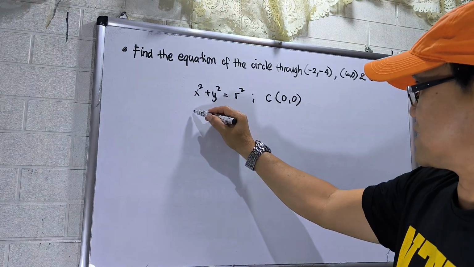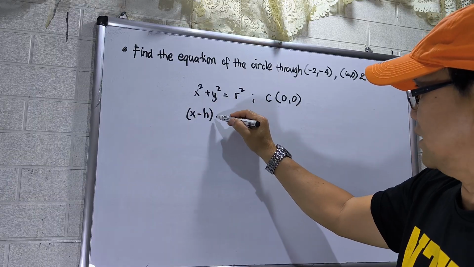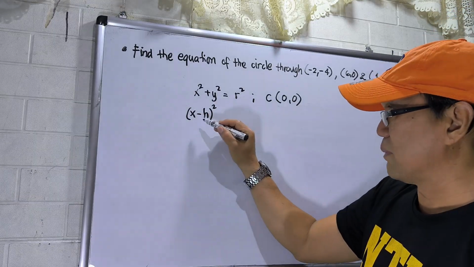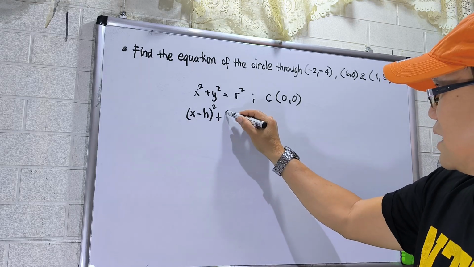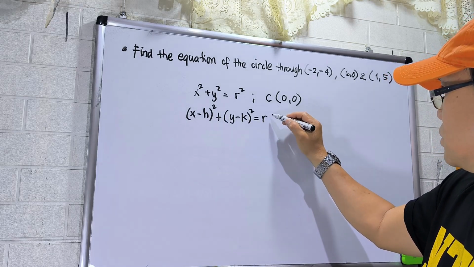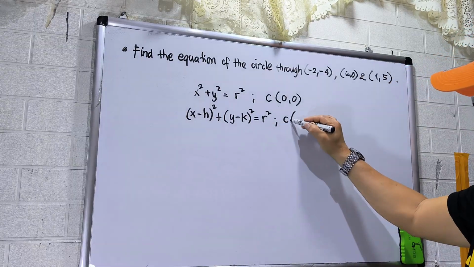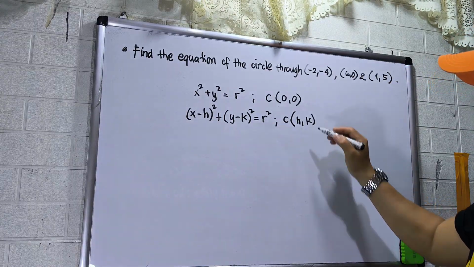So second is center is at h and k. So you have (x minus h) squared plus (y minus k) squared is equal to r squared. So this is the center at h and k.